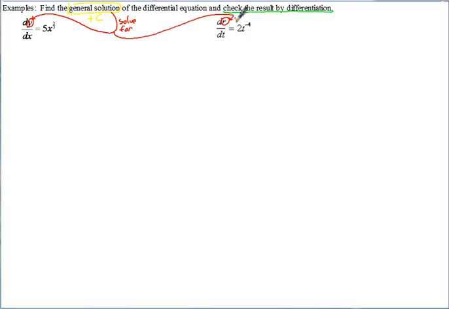So the first thing technically we have to do before we can integrate is separate the variables by multiplying, in this case, both sides by dx. So then we'll have dy equals 5x to the 2/3 times dx. Now the variables are separated. X is with the dx. If there were any y's, they'd be with dy. Now we can integrate both sides.